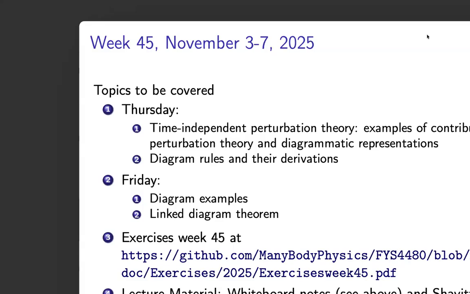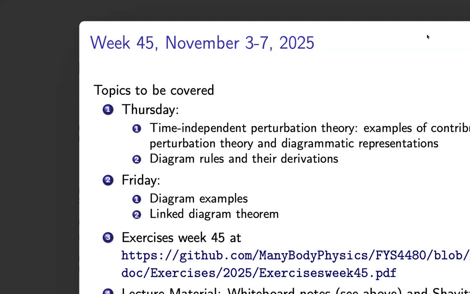So welcome back, everybody. What we are going to do today is look at some of the things we started with last time. And this is about diagram rules. We are going to look at the terms in perturbation theory and how we can calculate them and how we can represent these in terms of diagrams.